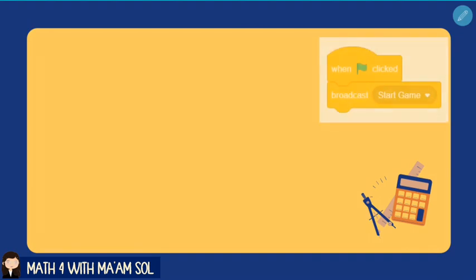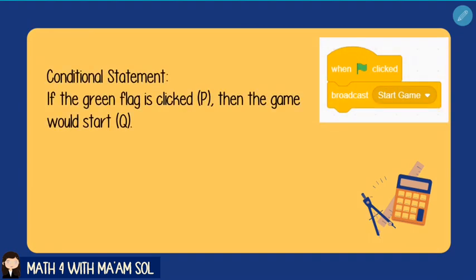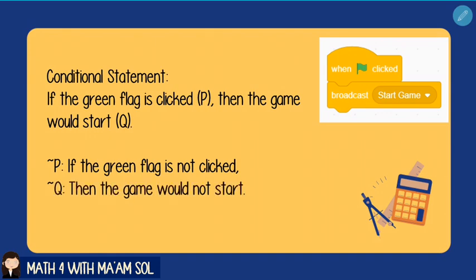When the entire opposite of the statement is stated, then it is called the negation of a statement. Both P and Q can be negated. Let's take note, for example, the statement, if the green flag is clicked, then the game would start. The negation of P, or not P, is if the green flag is not clicked, whereas the negation of Q, or not Q, is then the game would not start. Please take note of the notations not P and not Q.